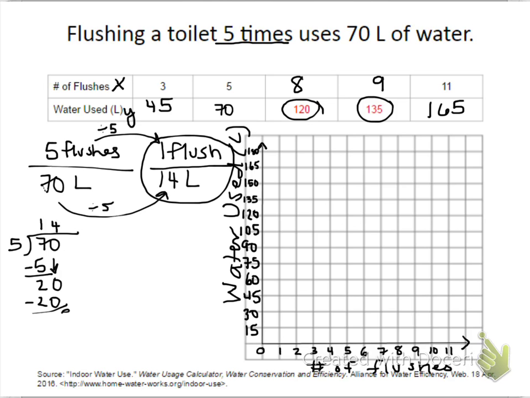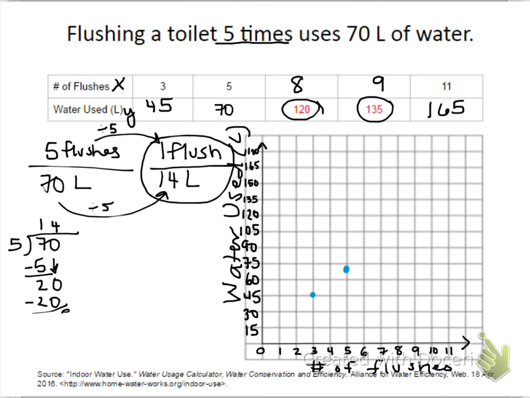Now that I have my axes, I just need to plot my points. So for every 3 flushes, we use 45 liters of water. So 3 is down here on my graph, and I'm going to put a point where 3 and 45 meet, so right here. There we go. Then, for every 5 flushes, we use 70 liters. So 5 is here, and I go up to where 70 would be. So we have 75, so I know it would be just under 75, so about right there.